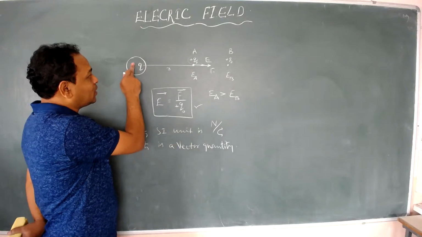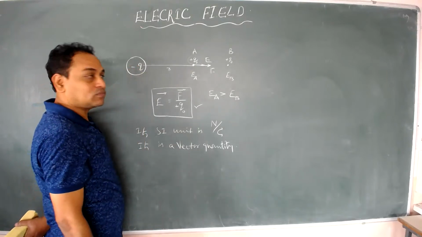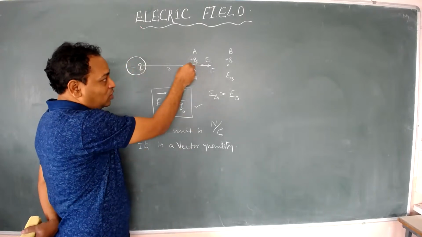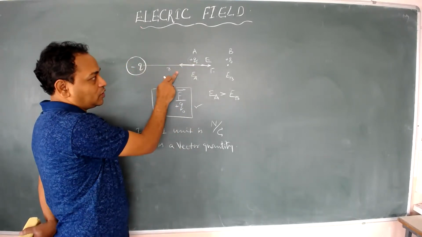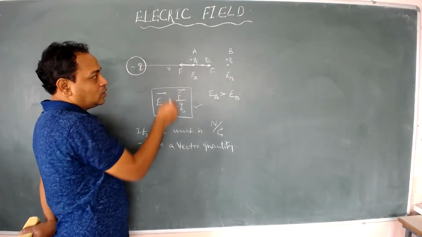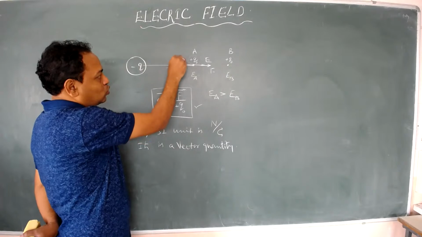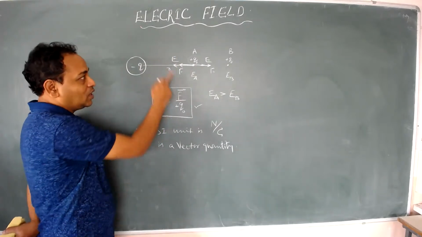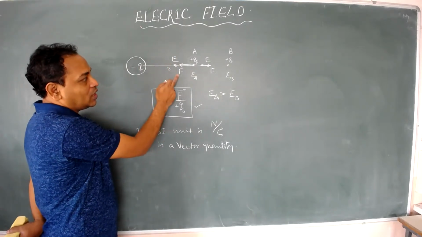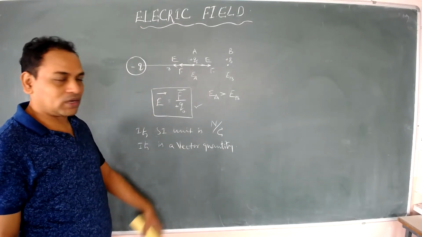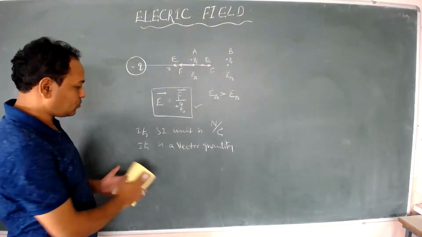Suppose I am taking this as a negative charge, then this unit positive charge will be attracted. That means the force of attraction will be in this direction. In that case, the electric field will also be in the same direction, toward this side. That means the electric field will always be in the direction of the electric force only. So we can call it a vector quantity. Clear?